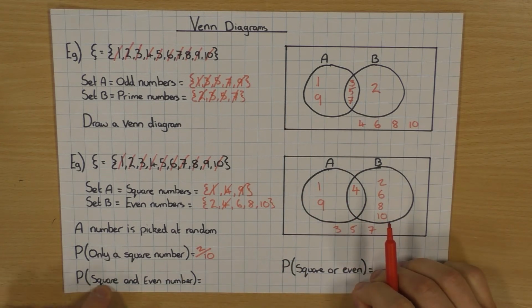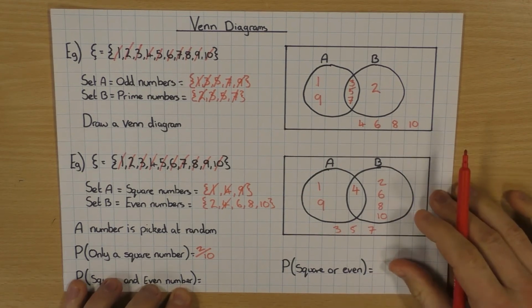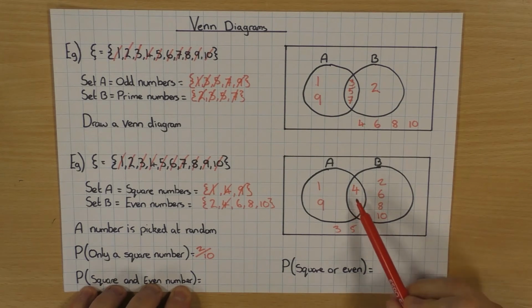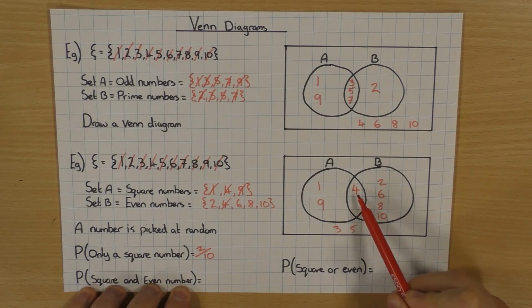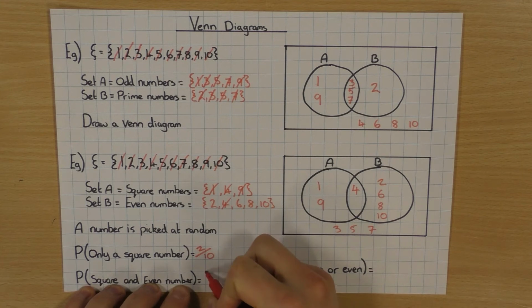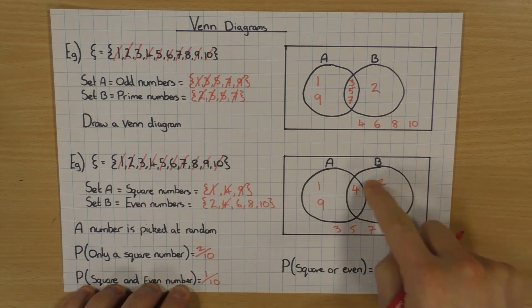This one here, the probability of a square and an even number. So this time we've got this section here. So 4 is the only square and even number. So there's only one number out of the possible 10 in total.